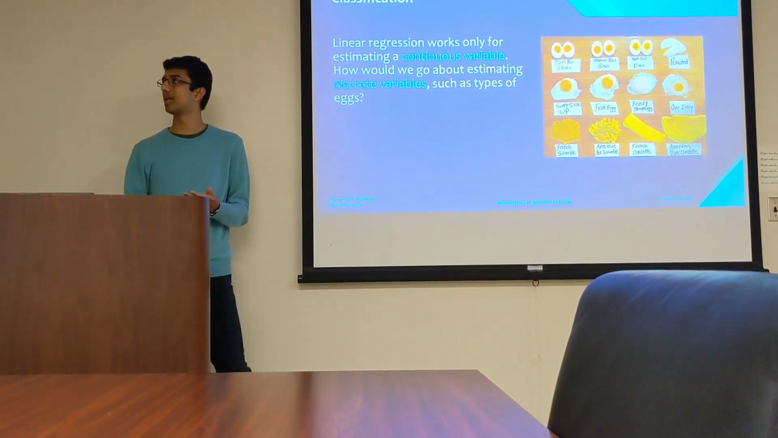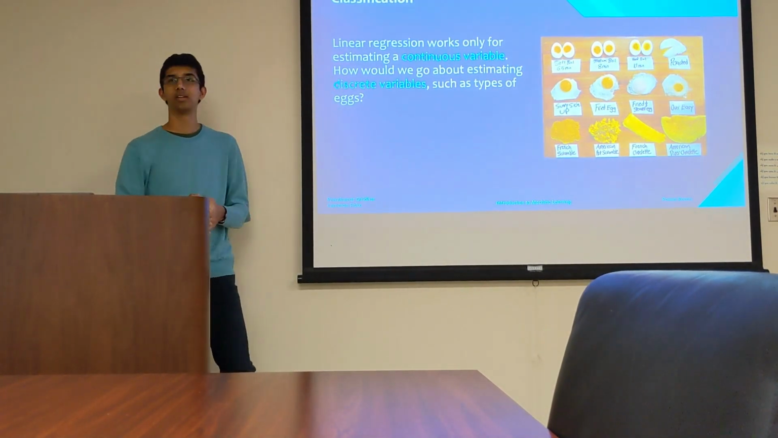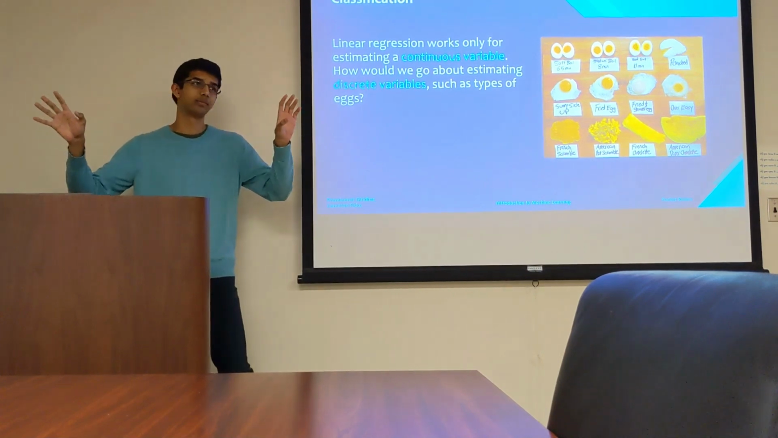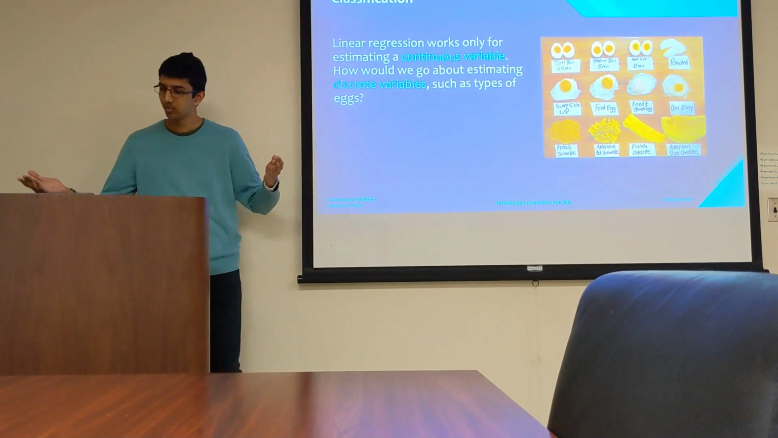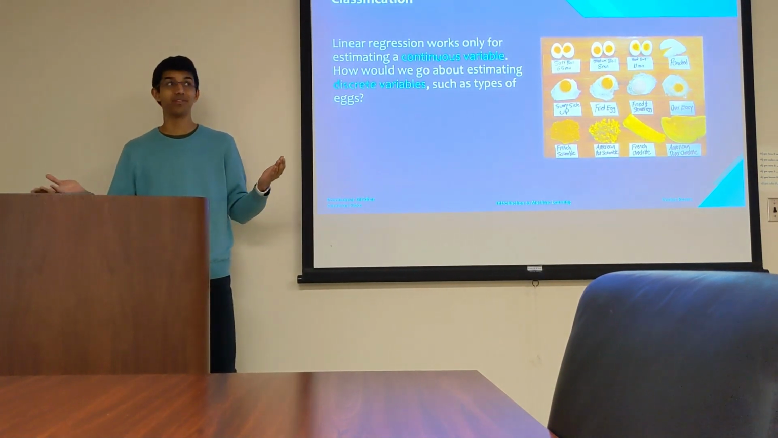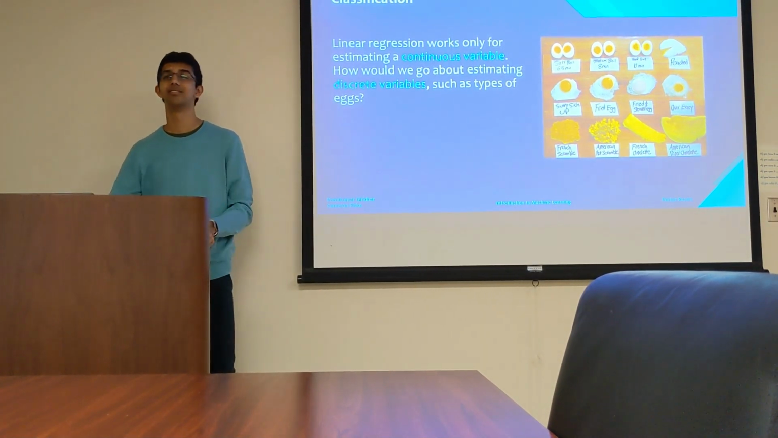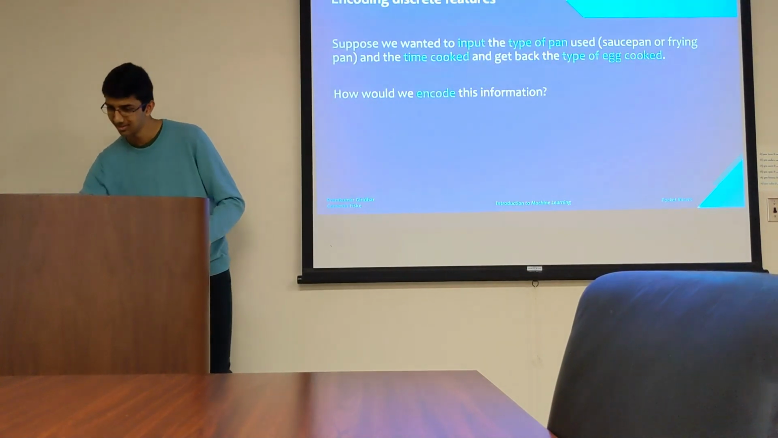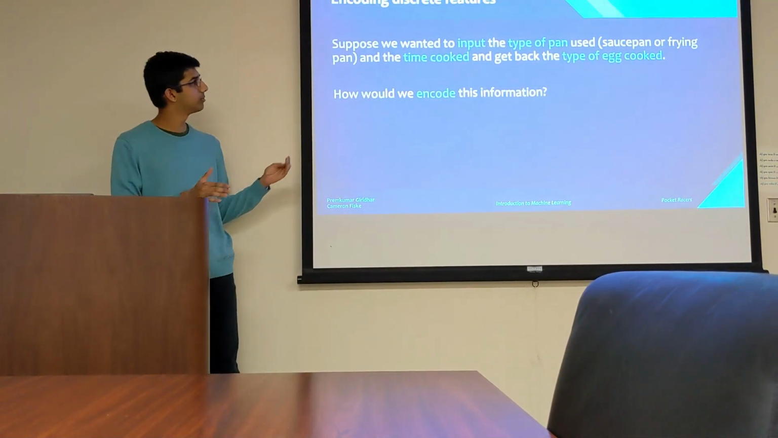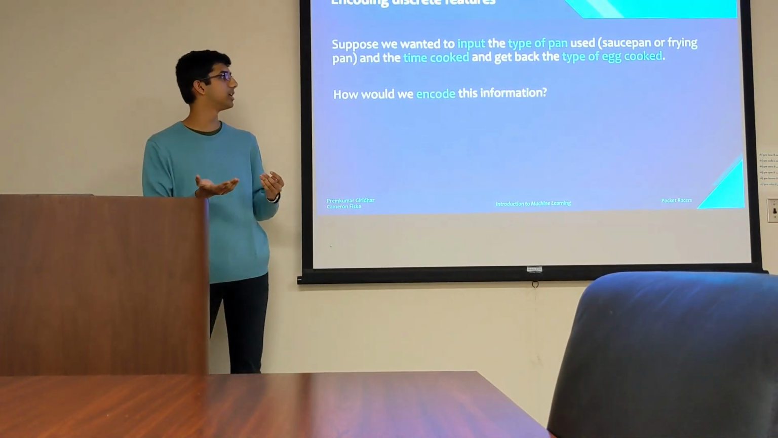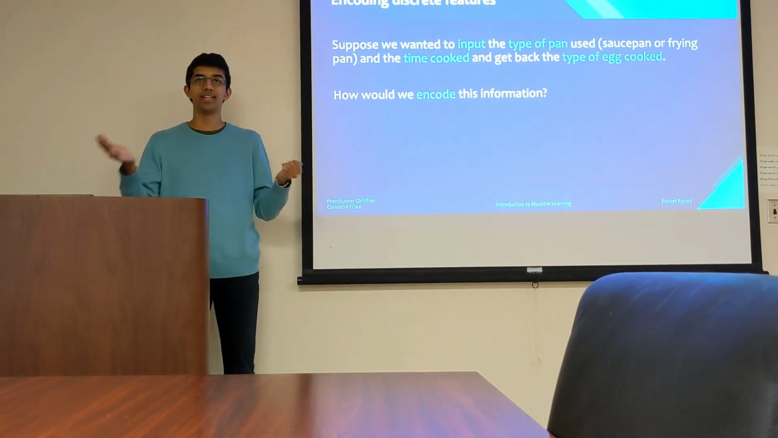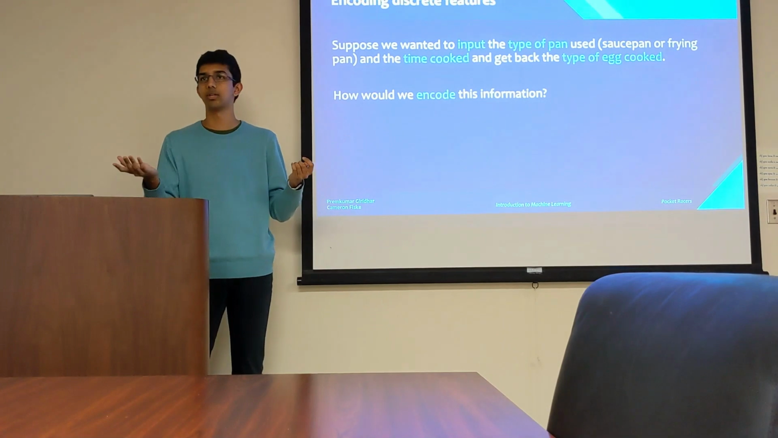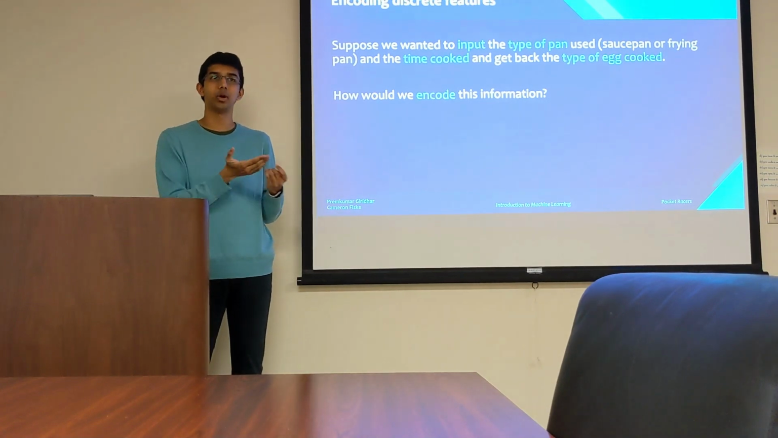A lot of times we will have to do things that involve classifying discrete variables, such as in this picture, types of eggs. How would we go about doing that? Does anyone have any ideas? That's fine. So to put it more specifically, suppose we wanted to input the type of pan that we use and the time cooked, and get back the type of egg that we cook. The first step is figuring out how do we encode this information.